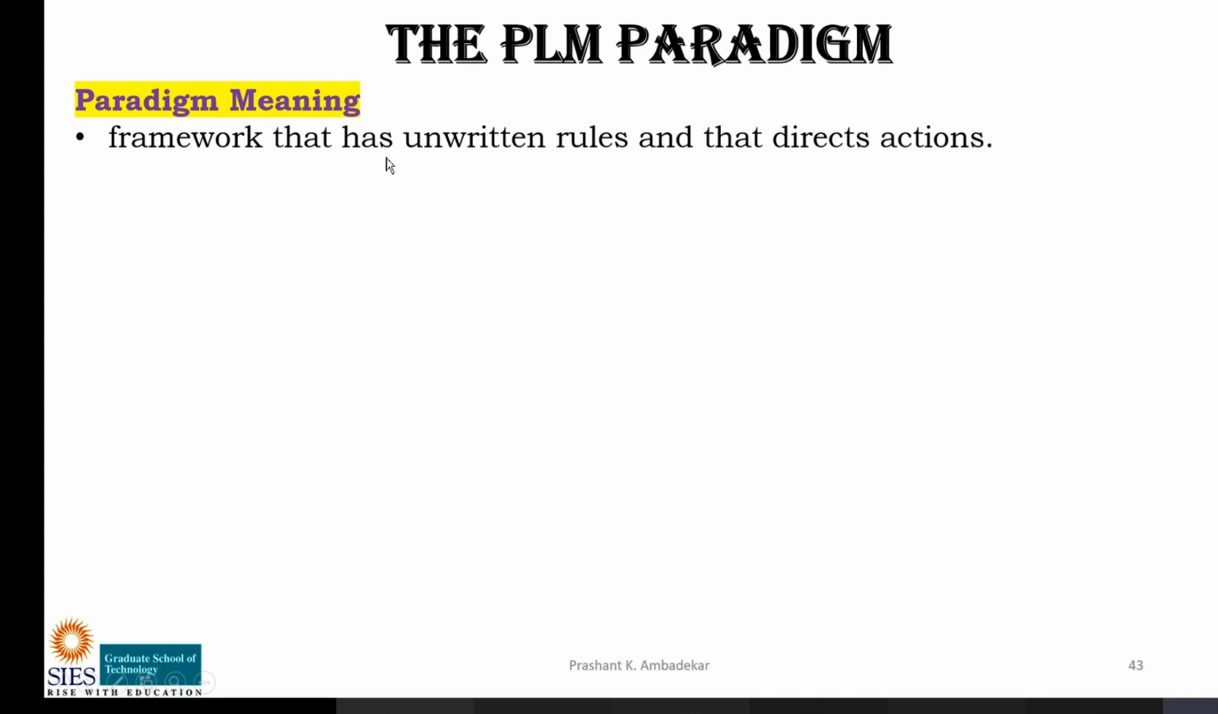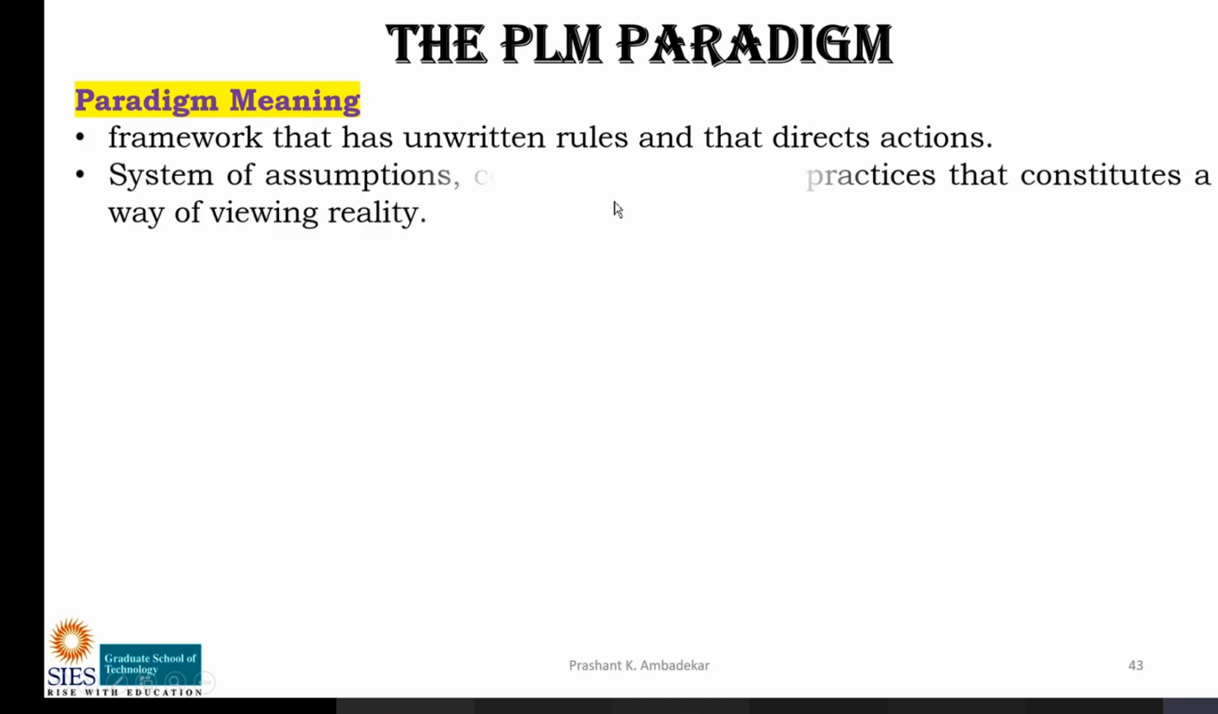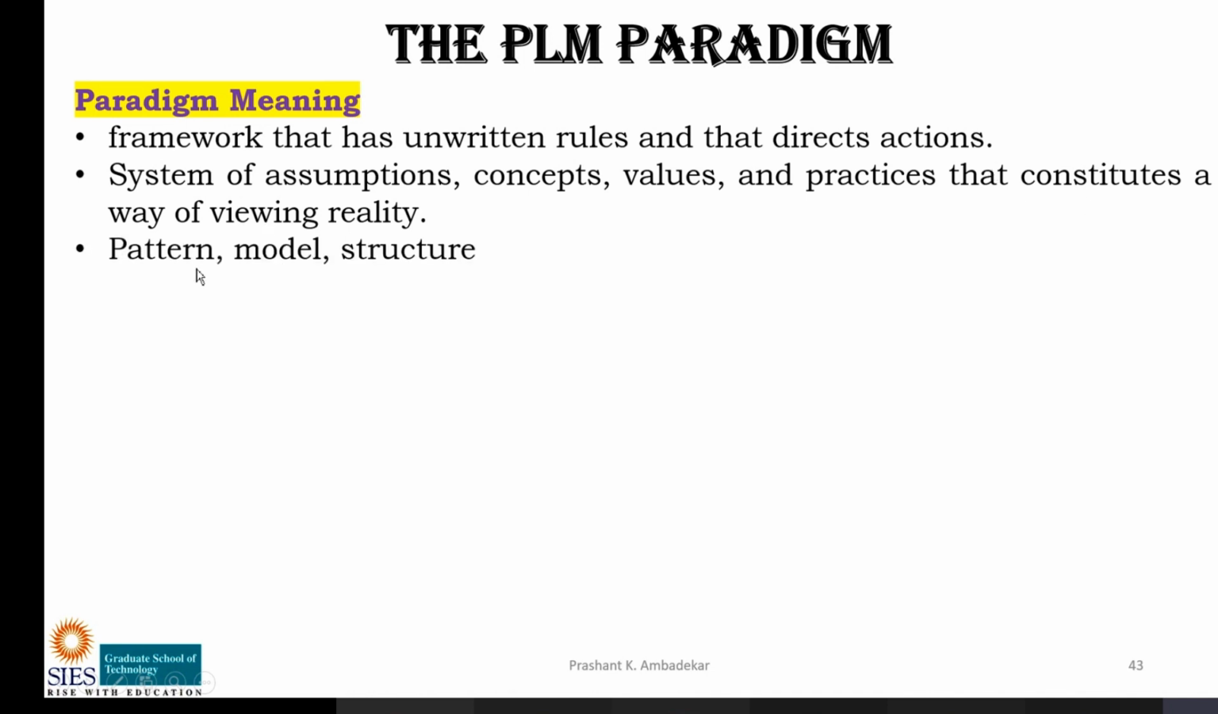First we'll understand the meaning of this paradigm. It means the framework that has unwritten rules and that directs action. It is a framework, a structure, a system of assumptions, concepts, values, and practices that constitute a way of viewing reality, or you can say it is a pattern, a model. So what do you mean by paradigm? Paradigm means a structure for a particular thing.